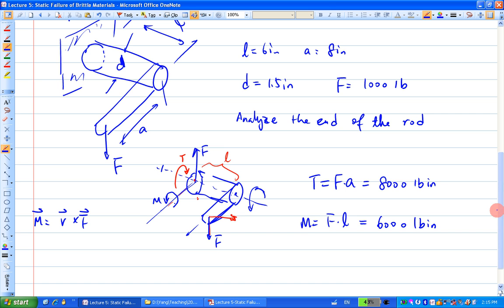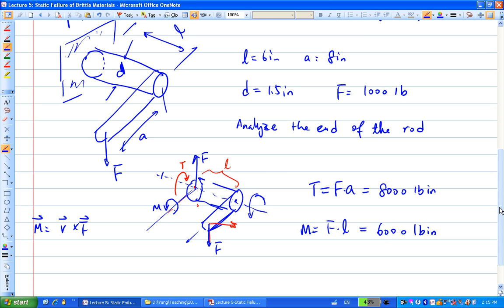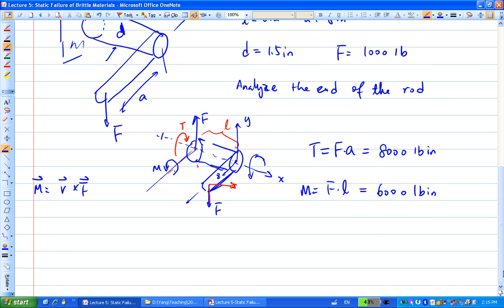So maybe I'll put down my coordinate system first. We need that to be more precise. Let's say this is my y, this is my x, and this is z here. So x, y, z, satisfying the right-hand rule. Okay, so we're going to cut a cross section in front of the wall.